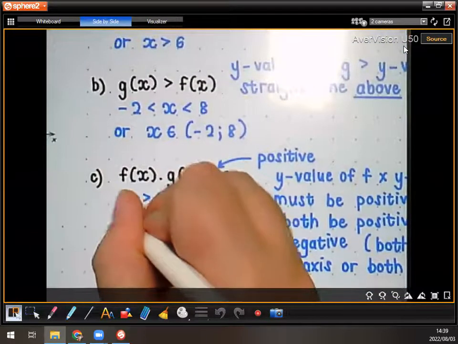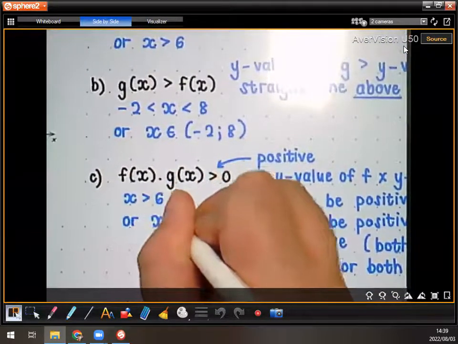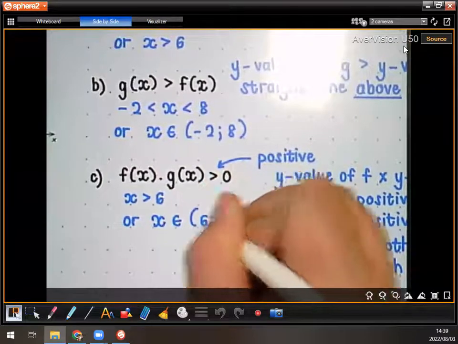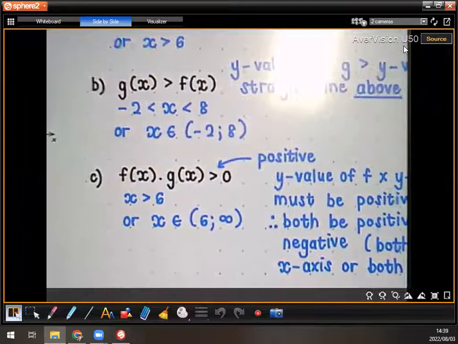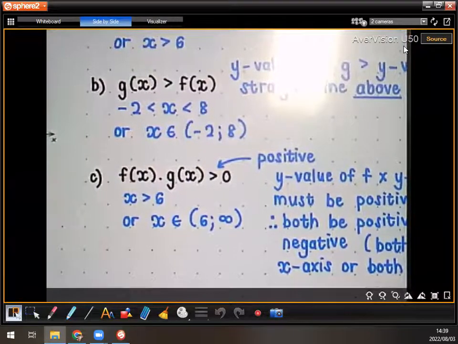Or like I said in the previous one, if you want to, you can write it in interval notation. Then you would just say from 6 to infinity. Now for this question, there actually wasn't any place where they were both negative at the same time, right? So they were both below the x-axis. That's why this answer only has one section.